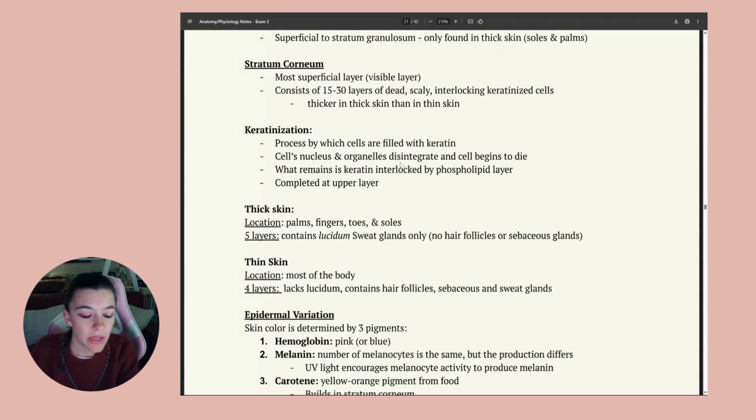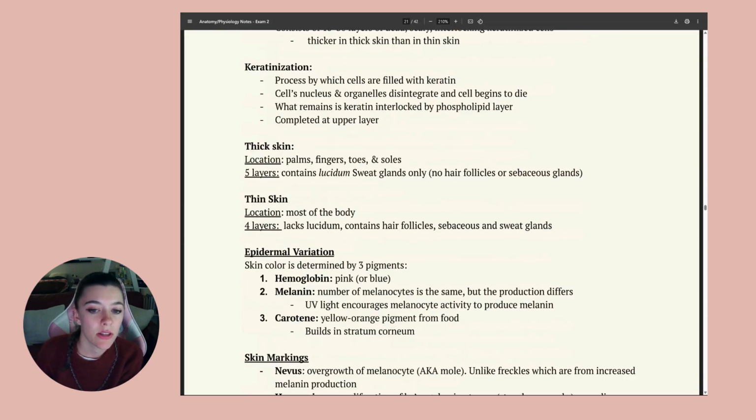All right, so keratinization. That is the process by which cells are filled with keratin. Your cell's nucleus and organelles disintegrate and cells begin to die. What remains is keratin interlocked by a phospholipid layer, and it is completed at the upper level, the stratum corneum.